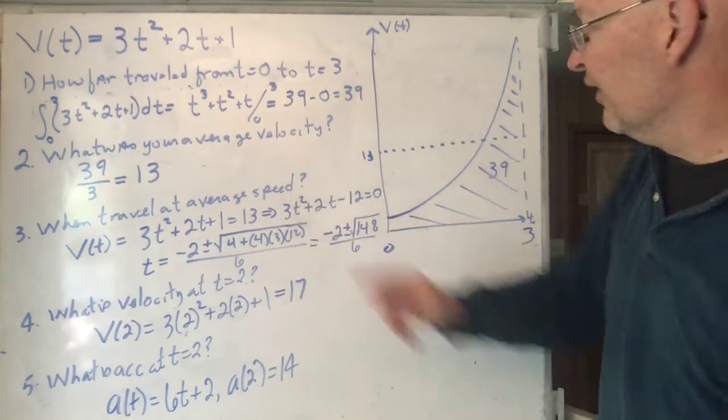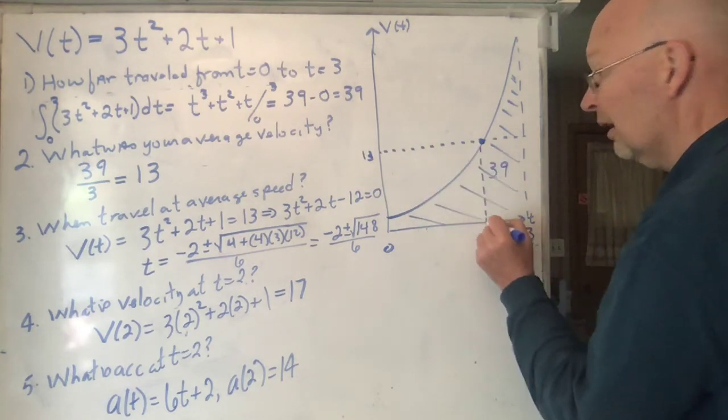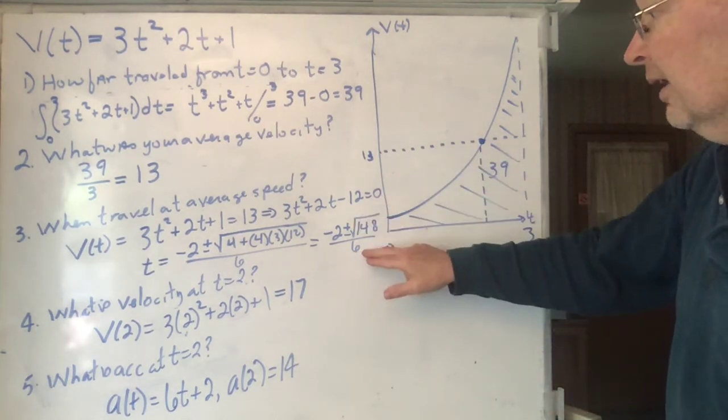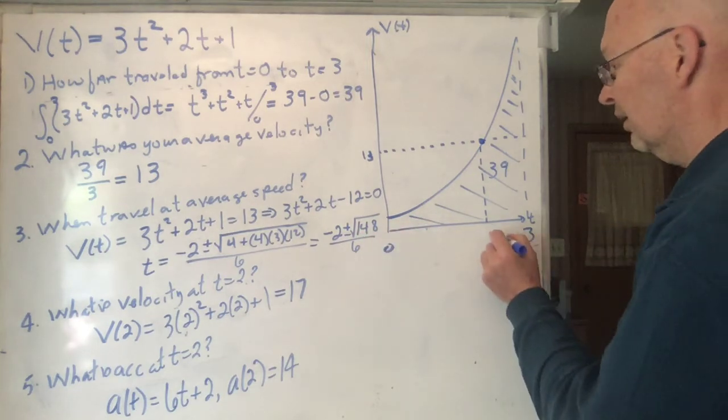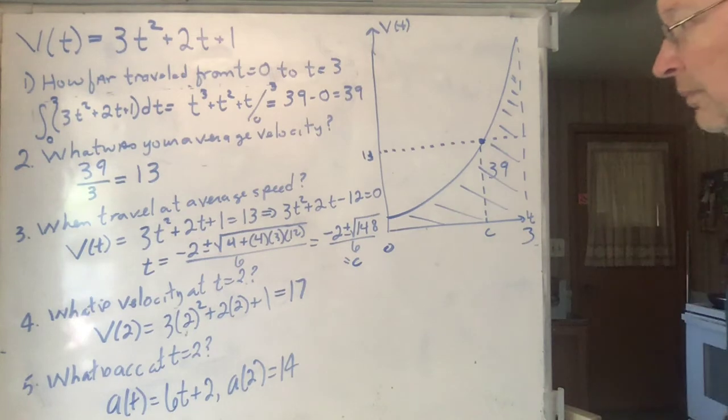When did you travel at the average speed? Well, here's your average speed. When did we travel at it? It was right there at whatever this number is. Call that C, right there at C.